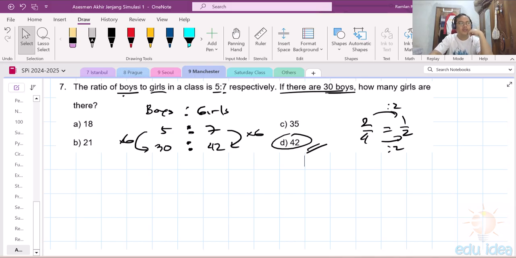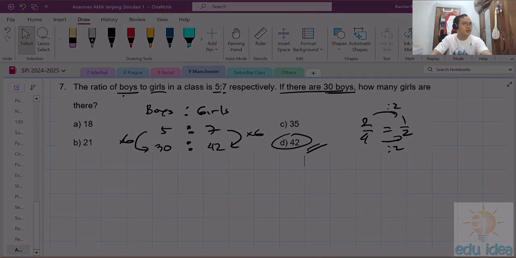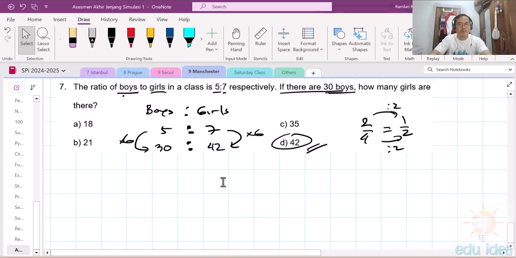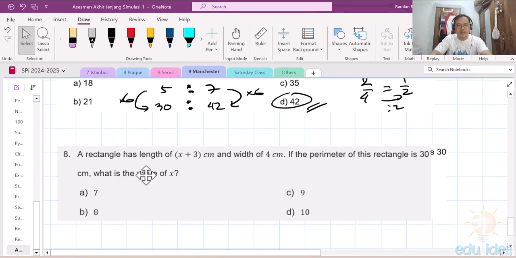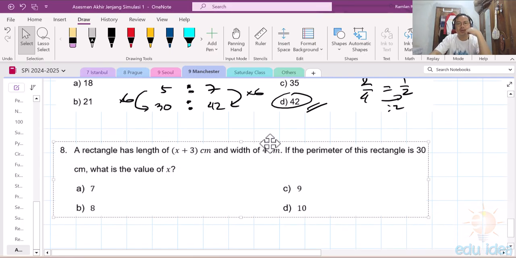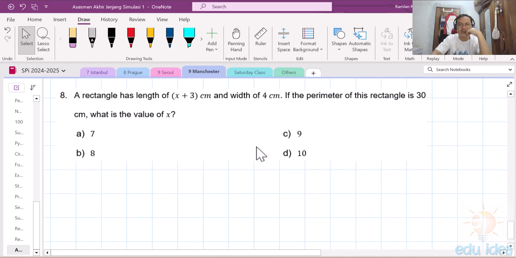Okay, let's go to number 8. This is a two-dimensional shape. A rectangle has a length of x plus 3 centimeters with a width of 4 centimeters. If the perimeter of this rectangle is 30 centimeters, what is the value of x? Now, if you cannot imagine what really happened, I suggest that you draw the figure first.